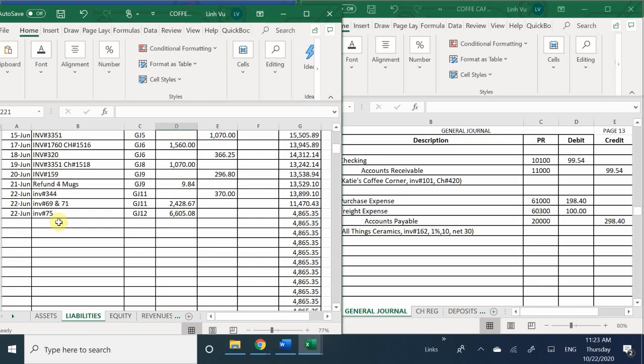Accounts payable, invoice number 162, General Journal 13, bringing my new balance to 5163.75.